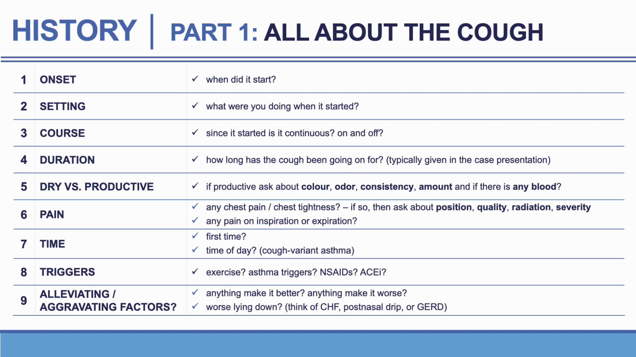If it's productive, then you want to ask about the color, the odor, the consistency, and the amount, and if there's any blood. So you're going to say something like, what's the color of the phlegm? Does it have any particular odor? Any particular consistency? How much phlegm would you say you've been coughing up? A lot, a teaspoon, an espresso cup, and then you want to ask if there's been any blood when they cough up their phlegm.